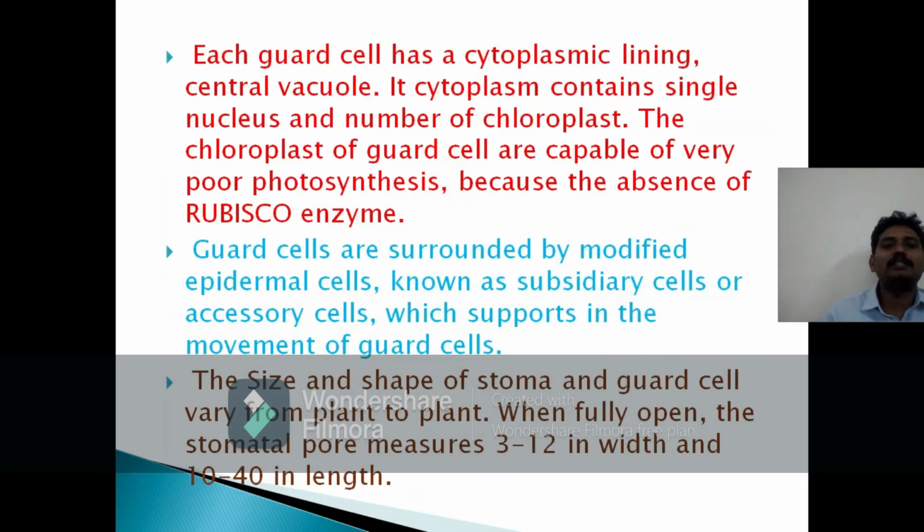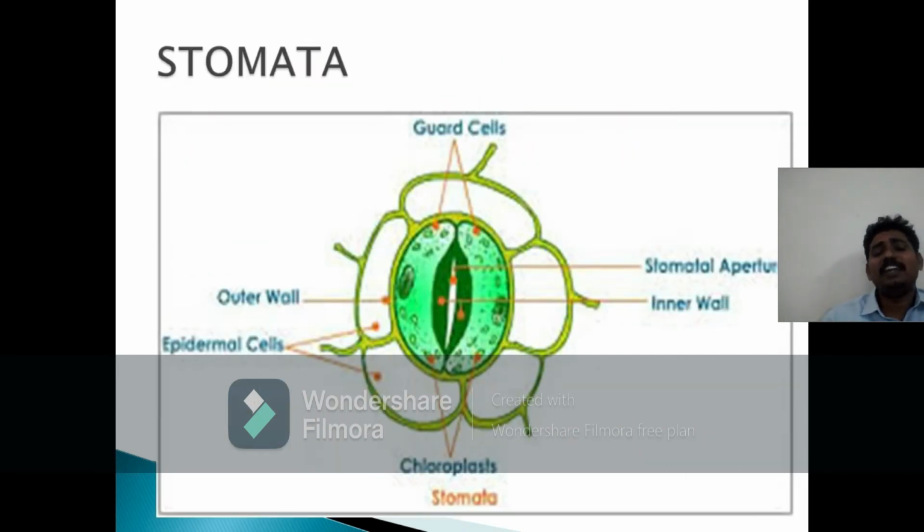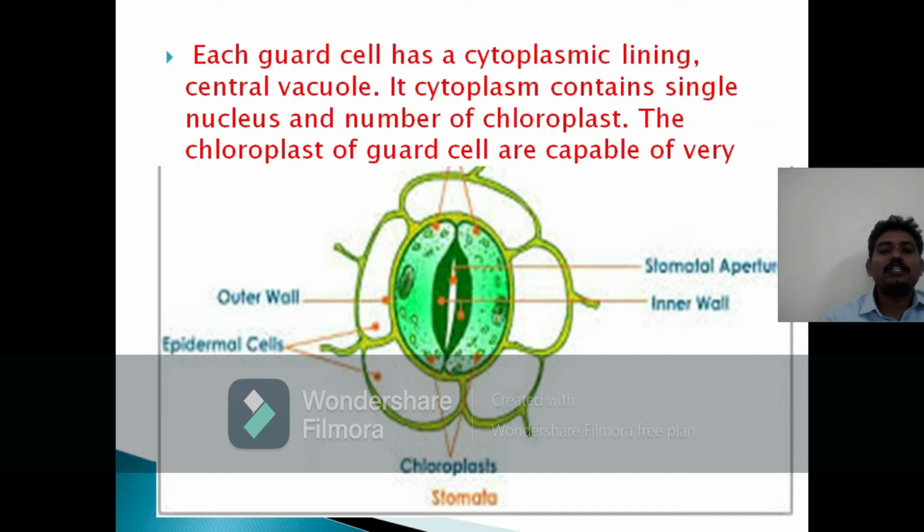Next, the guard cell has a cytoplasmic lining and a central vacuole. The cytoplasm consists of a single nucleus and a number of chloroplasts. The chloroplasts of the guard cells are capable of only very poor photosynthesis because of the absence of the Rubisco enzyme. Even though chloroplasts and photosynthetic pigments are present, we could not find the Rubisco enzyme. That's why the photosynthetic activity is very slow.